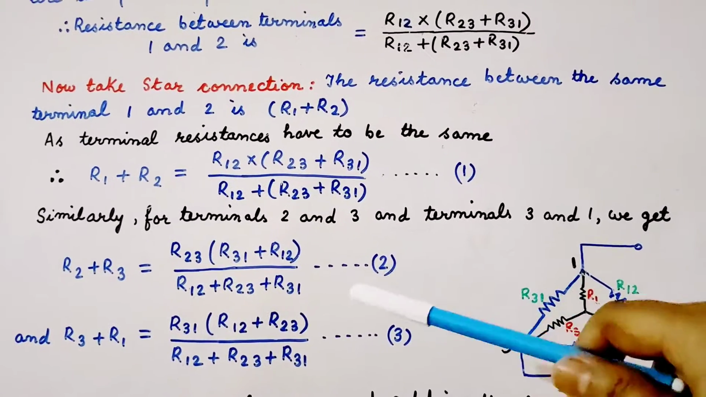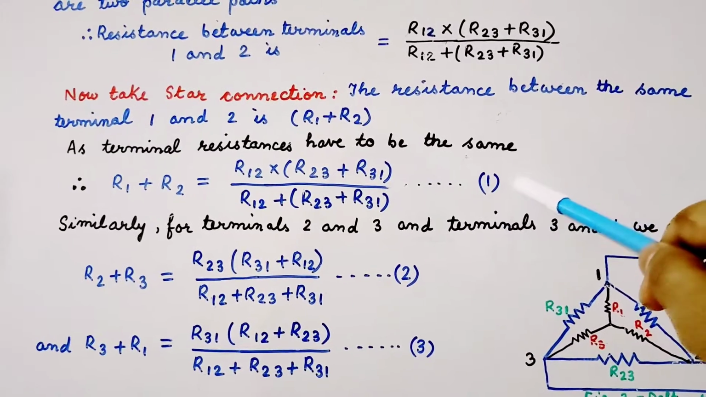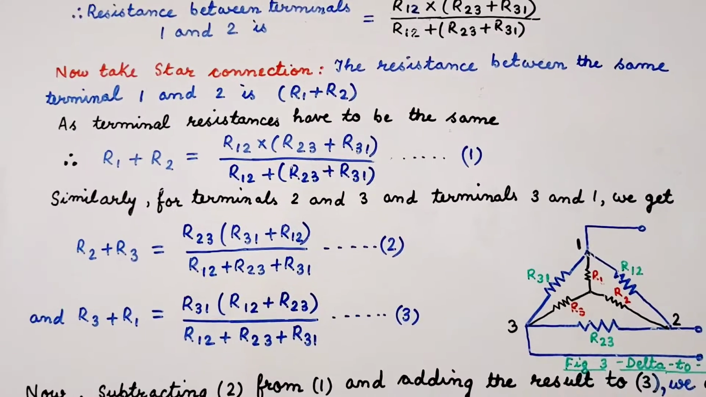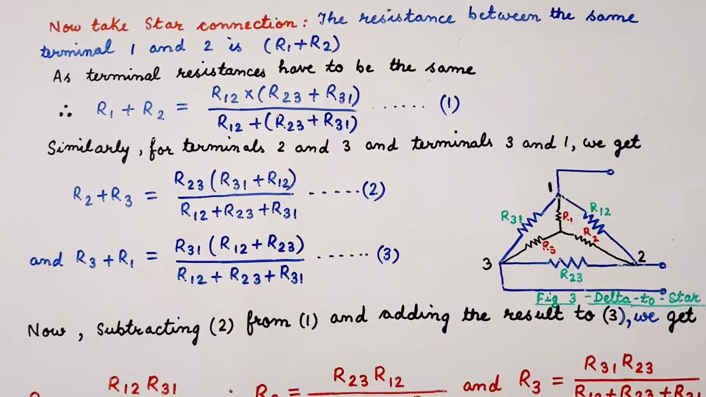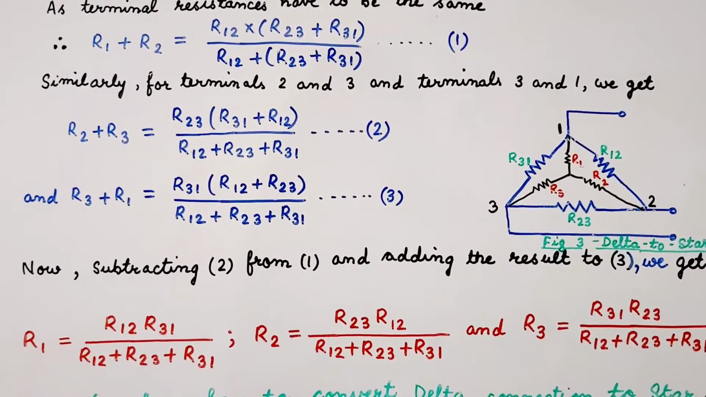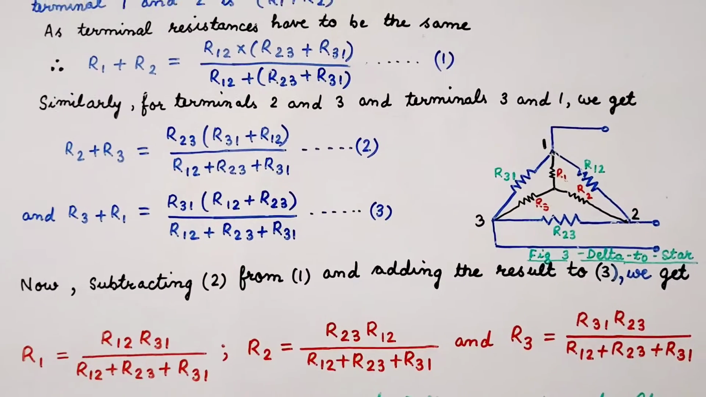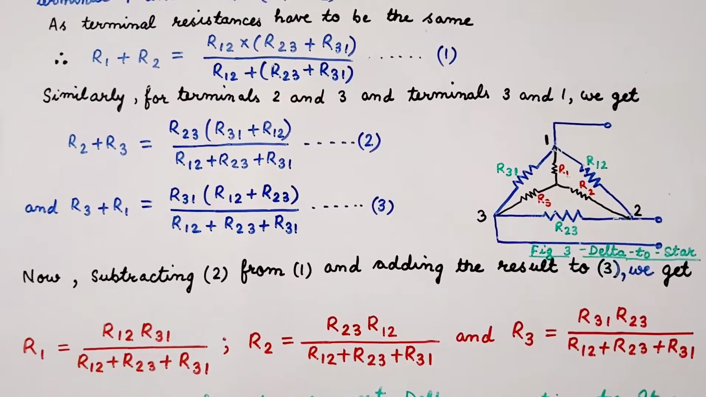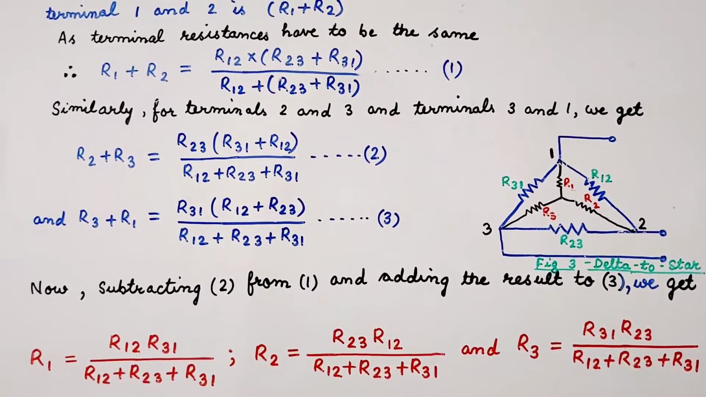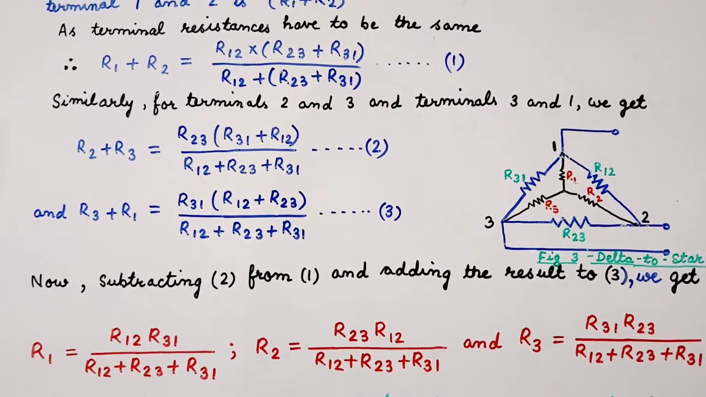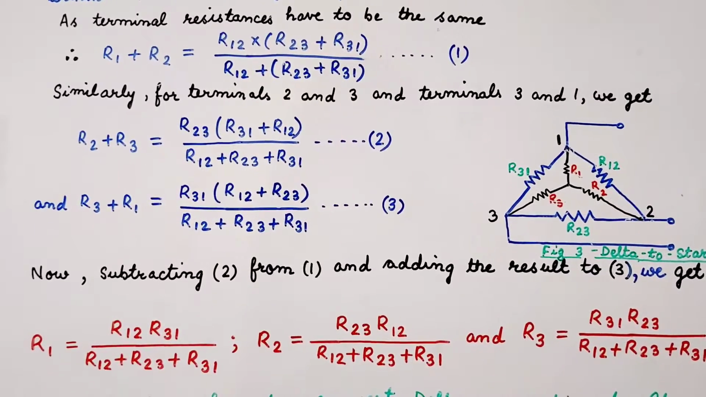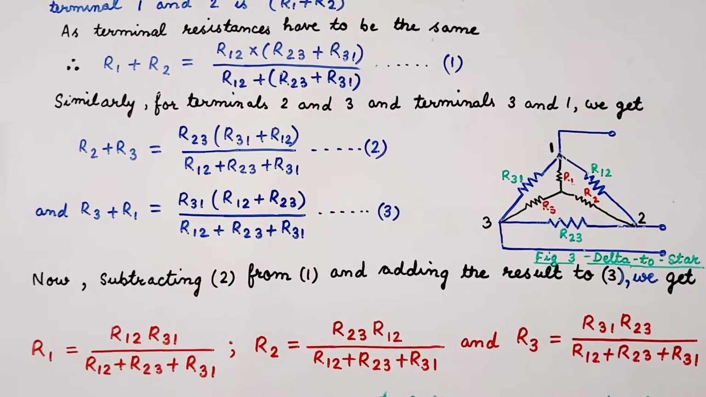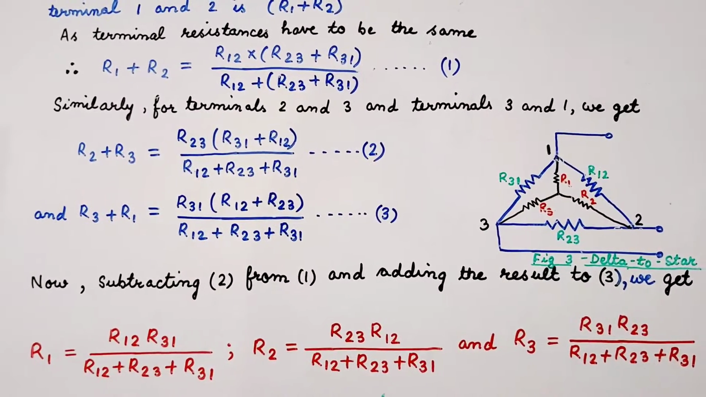So if we subtract the second equation from the first equation and add the result to equation number 3, then we will get the values of the new resistances in star, that is, we will get the values of R1, R2 and R3. And what are R1, R2 and R3? R1, R2 and R3 are the equivalent resistances in star connection. So in this way we can convert the delta connection to star connection.